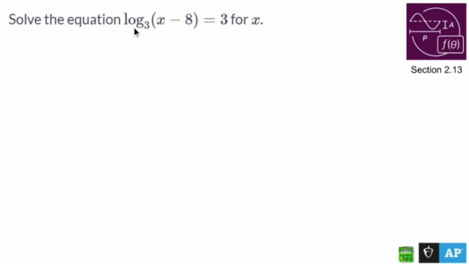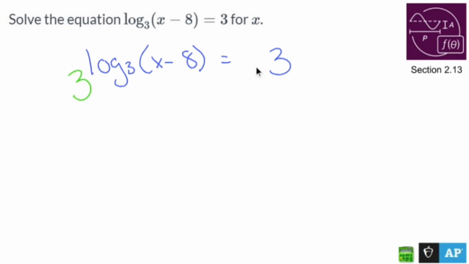Solve the equation log base 3 of x minus 8 equals 3 for x. Now, whenever I'm solving and I have x inside of a log or an ln, I want to write it out into its other form, but I'm going to be a little clever, a little creative here. I'm just going to rewrite the equation. I want to get rid of that log base 3. How can I get rid of a log base 3?